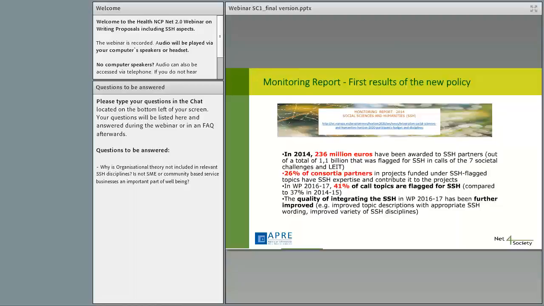The share of topics flagged for the socioeconomic sciences and humanities in the Work Programme 2016-2017 is 41%, out of 37% in 2014-2015. So the Commission has decided, after the first analysis, to increase the number of SSH flagged topics in 2016-2017. And the quality of integration of the SSH aspects in the Work Programme 2016-2017 has been further improved. So you can find more SSH flagged topics in 2016-2017, and the attention given to these aspects by the Commission is higher.